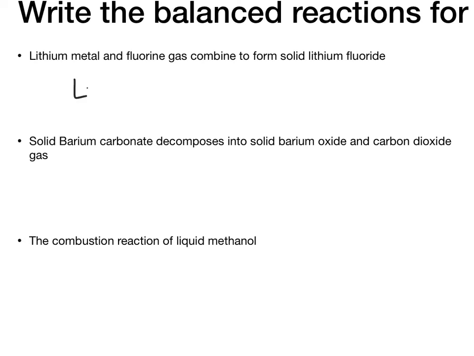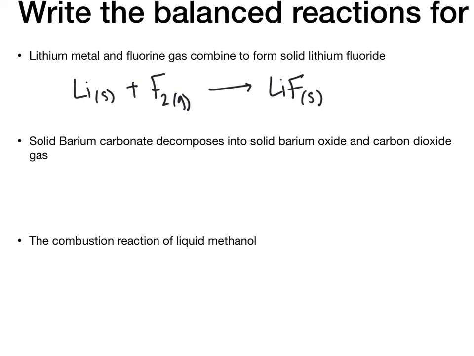So we know that we're going to have lithium, solid, because that's a metal, plus fluorine gas. Fluorine is also a diatomic. The diatomics are elements that are halogens as well as nitrogen and oxygen gas. So those 7 or 8 elements are diatomics, and we do need to know that. These combine to form lithium fluoride, which is a solid. And we know that lithium and fluoride combine in a 1-to-1 ratio based on the charges.